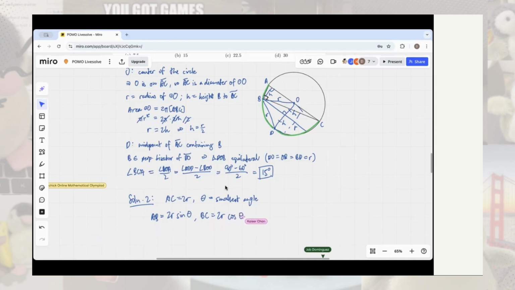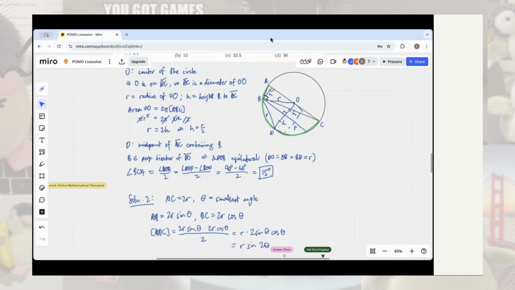Then the area of the triangle ABC is 2r sine theta times 2r cosine theta over 2. That will be r squared times 2 sine theta cosine theta, and this should look familiar because it's equal to sine 2 theta. So you write this.